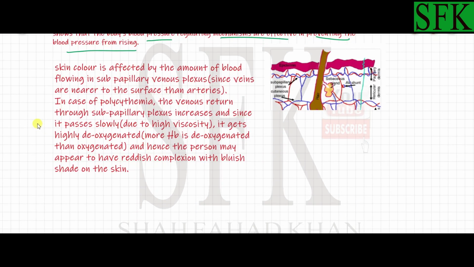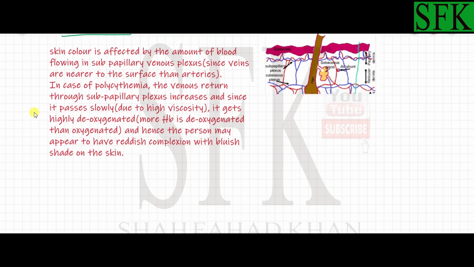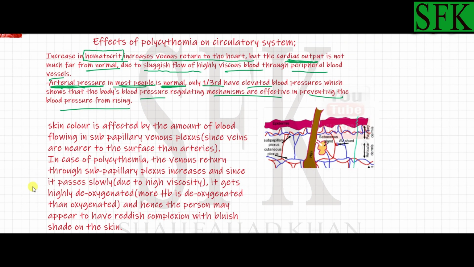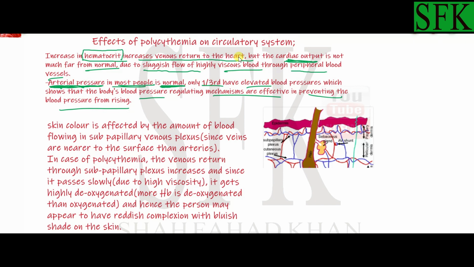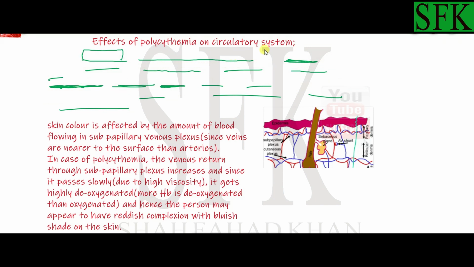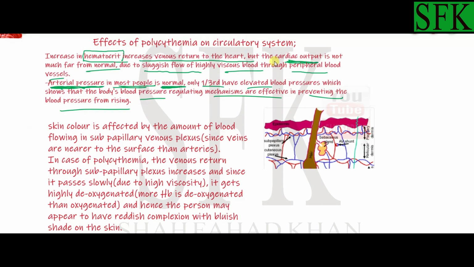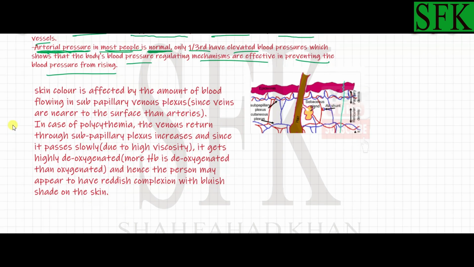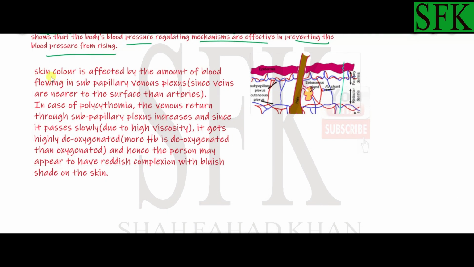Okay. Now, what's the third effect of polycythemia? The first two effects were the increase in hematocrit, increasing the venous return to the heart, but keeping the cardiac output close to normal, was the first effect. And the second effect was increasing the arterial pressure in some cases, but keeping it almost near the normal value in most cases. Now let's look at the effect of polycythemia on the skin color.